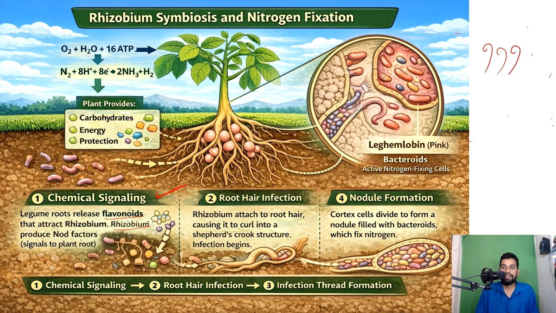We call it shepherd's crooks. These infection threads are like tubules. I cannot draw it perfectly, but they are like tubules. Okay, this nitrogen fixation happens by the nitrogenase enzyme, which is produced by the bacteria. Okay, nitrogen reacts with 8 protons and 8 electrons and forms ammonia and hydrogen gas. Okay, we have seen it earlier, right? Let's go to the next slide.